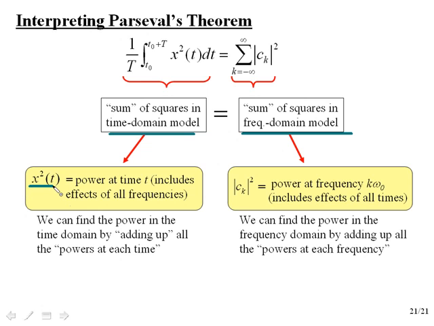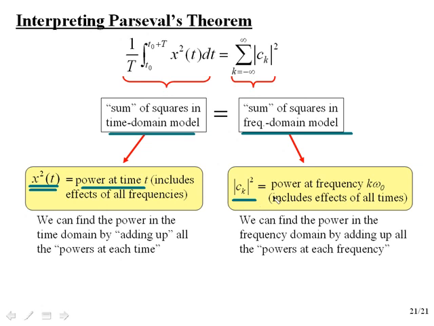So x squared of t, the thing that we're quote-unquote summing up, really integrating up, is the power at time t, and it includes effects at all frequencies at that time. If we see a small value for this at that instant of time, we're contributing very little to the average power. But if we see a large value at some other time, then that time point is contributing a large value to the average power.